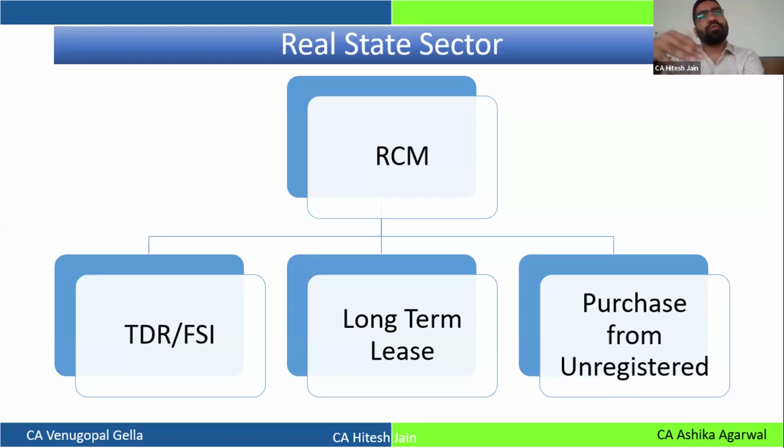The first one is transfer of development rights. When the promoter pays the landowner for transfer of development rights, he needs to discharge RCM liability on such consideration. In case of long-term lease as well, he needs to discharge the RCM liability. And the third one is purchase from unregistered suppliers, for which we commonly use the term 80-20 rule, whereby my total purchases from unregistered suppliers must not exceed 20% of the total purchases.